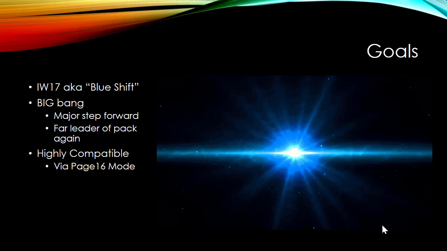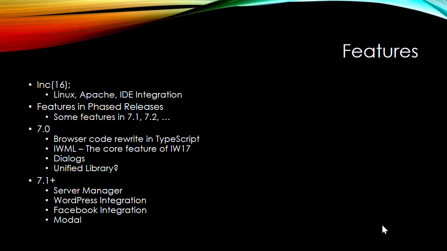We also plan for 17 to be highly compatible via what's called page 16 mode, which we're going to talk about soon. IntraWeb 17 is going to have, of course, everything IntraWeb 16 has: Linux, native Apache deployment, and IDE integration. We plan, therefore, for the rest of the features to be released in phases. Currently, for 17.0, we're planning to have the new TypeScript libraries, IWML, which is the core feature of IntraWeb 17, Dialogs, and possibly the unified libraries, although they may wait until 17.1 or later. From 17.1 on, we're looking at Server Manager, WordPress integration, Facebook integration, and a feature we called Modal, which we'll touch upon a little bit later.